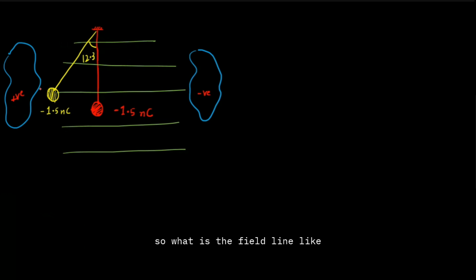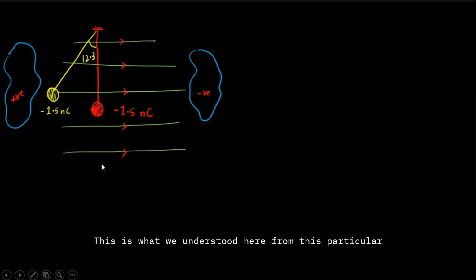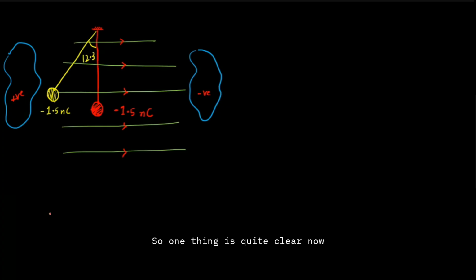So what is the field line? How do we actually look at field lines? Field lines always leave the positive charge and always enter the negative side. So the field lines must be like that. This is the direction of the electric field line. This is what we understood from the given information. So one thing is quite clear now: the electric field here is going to act from left to right direction. So one part is done.